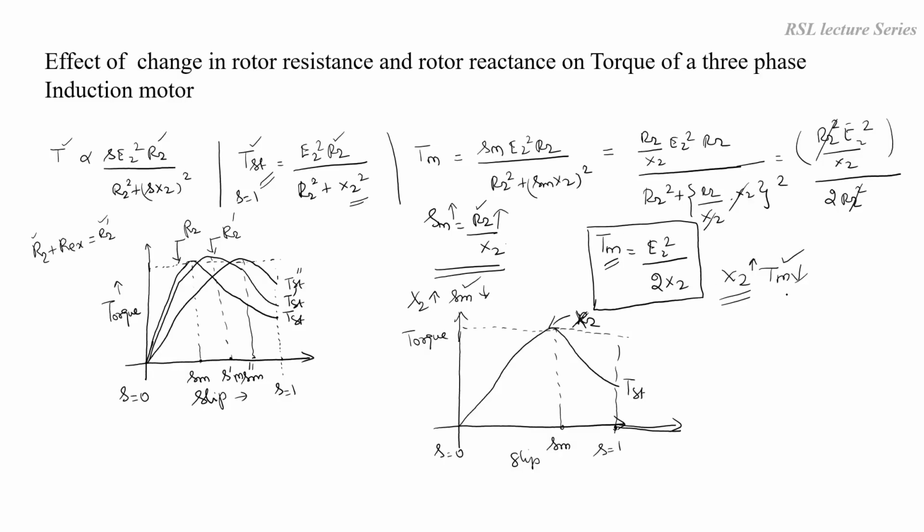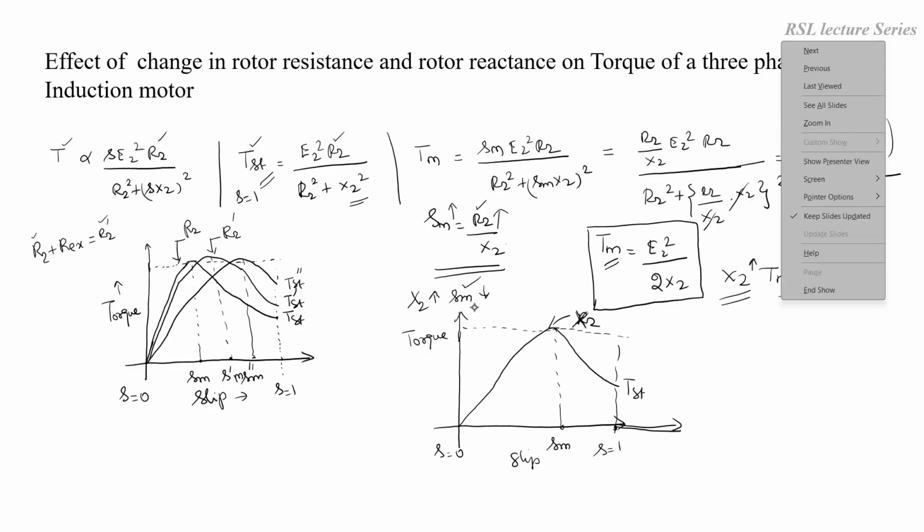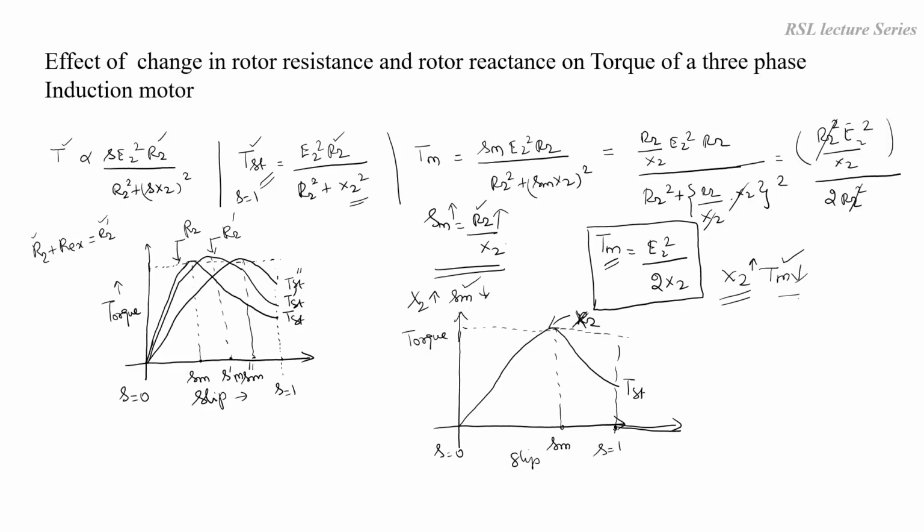If we increase this value, this torque will decrease, and again the slip corresponding to this reactance value also decreases. Similarly, the starting torque also decreases. So now we can draw another curve in which the slip corresponding to maximum torque decreases, and the maximum torque value also decreases. Let this be Tm dash, the slip corresponding to this torque is Sm dash, and this is Tst dash. This is the value corresponding to X2 dash.